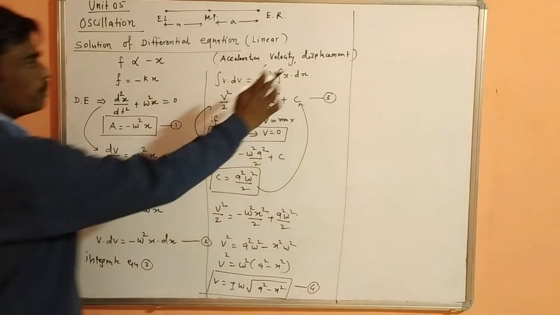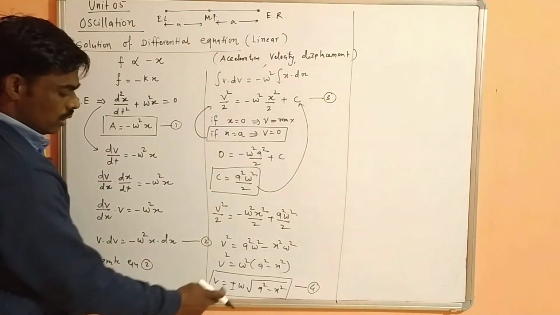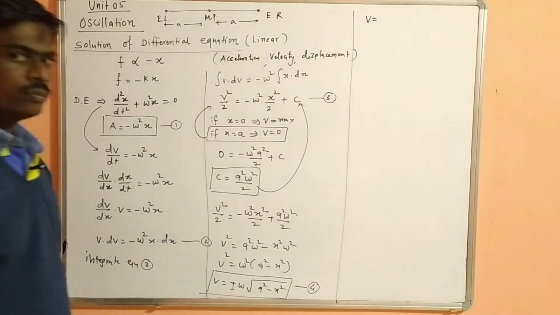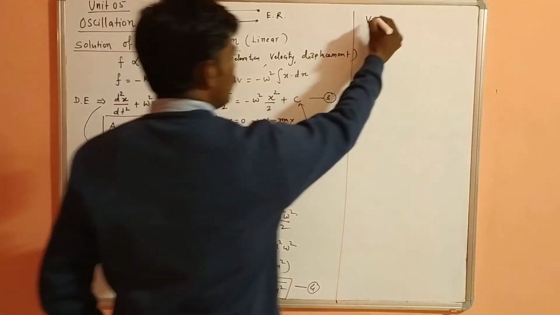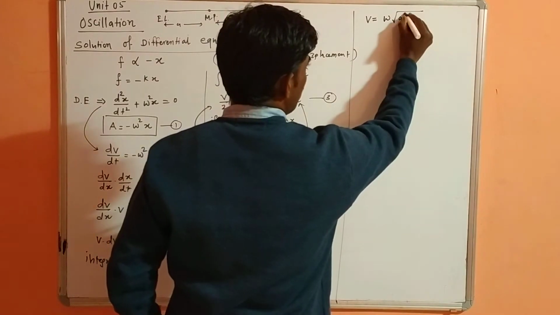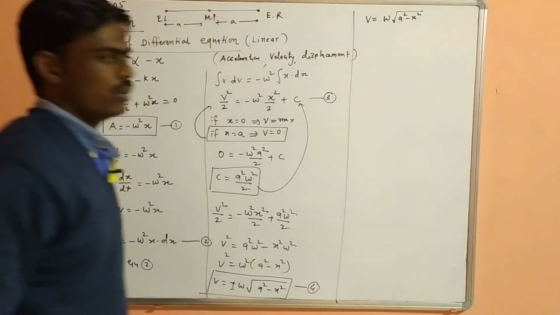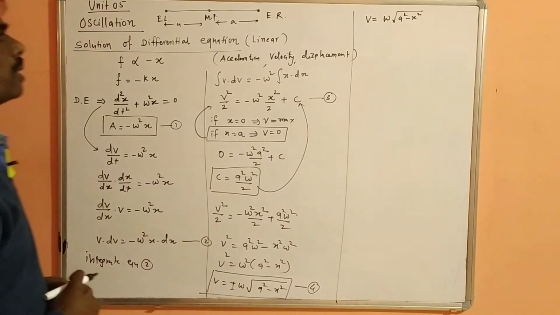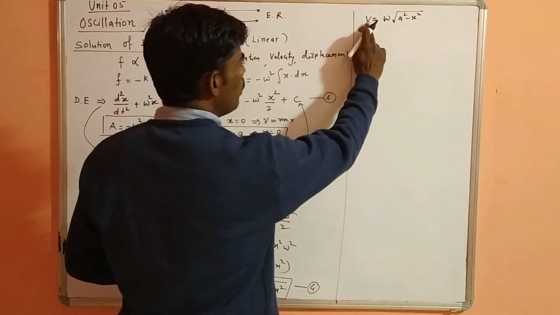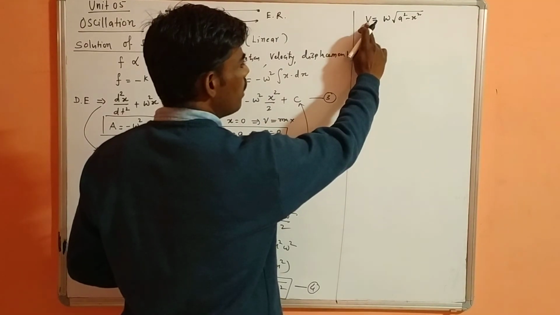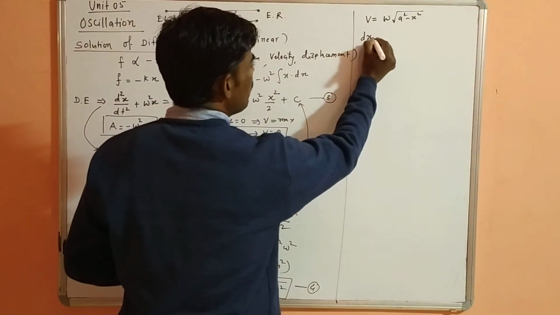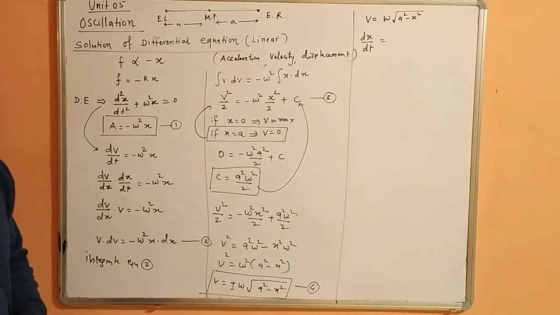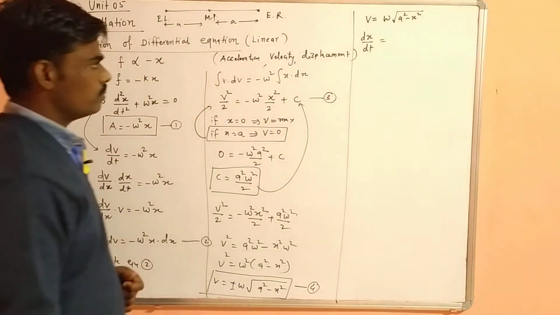Displacement. That means x we have to find out. So this is equation 4. I will take magnitude of velocity. V is equal to omega under root a square minus x square. So to find out displacement, substitute value of v as first order derivative of displacement, that is dx by dt. V is nothing but dx by dt, rate of change of displacement with respect to time.